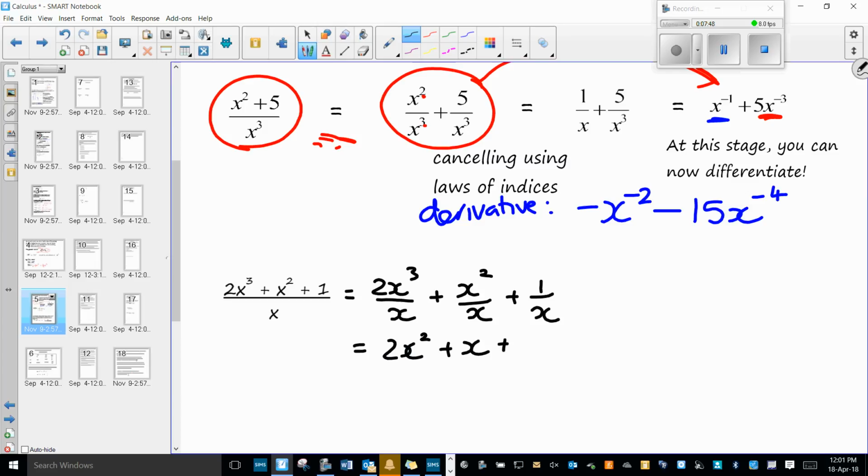Now, what do we have to do with this before we can differentiate? Good, we need to change this one here because we don't like them as fractions. So this is 2x squared plus x to the -1. Now we've done that work, we can now differentiate.